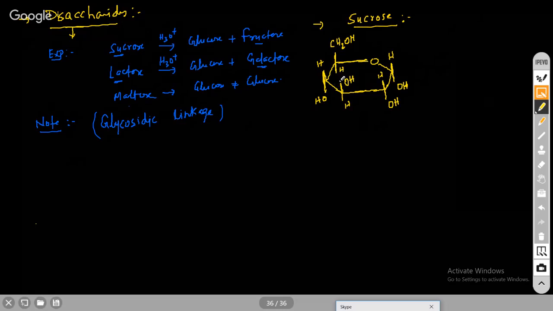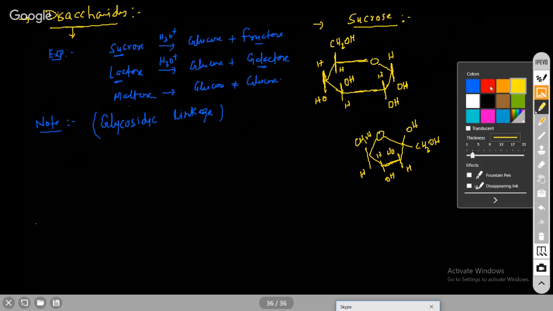Okay. Now beta D fructofuranose is this. Here we have OH on the top, CH2OH on the bottom, right? So first carbon, second carbon, third carbon OH will be on the top, H on the bottom, OH on the bottom, H on the top, and then on the last carbon we have CH2OH on the top and H on the bottom. Is it clear?